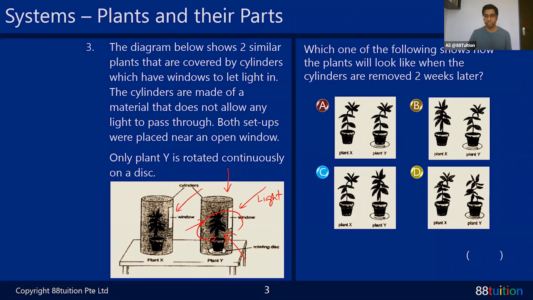So which one is the answer? Now, this is a bit tricky. Those of you who have not tried, I'm going to give you 30 seconds to try. Which will be the resulting plant structure? You can actually type the answer to me, okay?